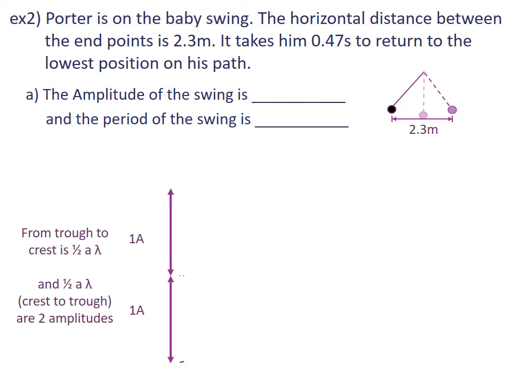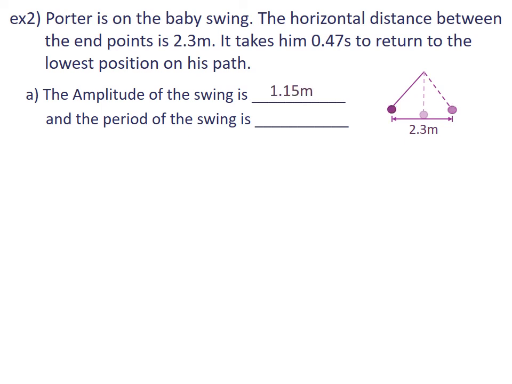And half a wavelength, going from trough to crest or crest to trough, contains two amplitudes. Since 2.3 meters contains two amplitudes, I will take that number and divide it by 2 to find the value of a single amplitude. And that gives me an amplitude of 1.15 meters for this swing.